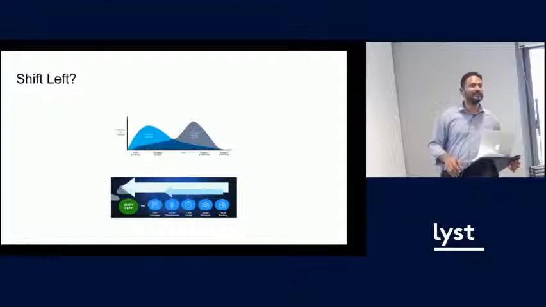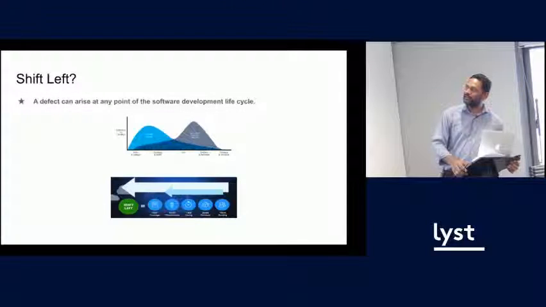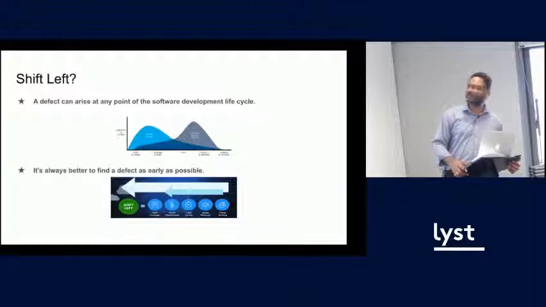It also helps in team bonding, because you're working closely with the product manager, the developer, and the design team. A defect can arise at any point of the software development lifecycle. It can happen at the design phase, the development phase, the testing phase, and definitely on the live site as well. And it's always better to find a defect as early as possible because it helps in all these benefits that I just mentioned.